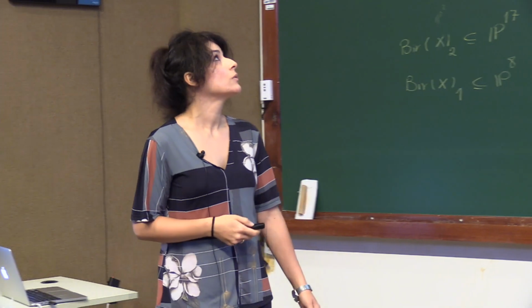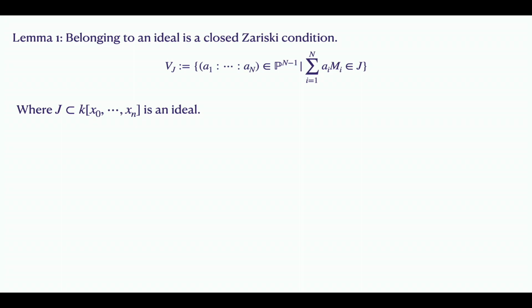For the methods, we have some closeness and some openness lemmas. The first lemma is that belonging to an ideal is a closed Zariski condition. What does it mean? Suppose that we have a point in the projective space P^(n-1), and we correspond to this point the corresponding polynomial of degree d constructed by these monomials. If this polynomial belongs to the ideal J, we say that this point is inside of V_J. So it is a definition. And this set actually is a closed Zariski set. And it is even better than we were thinking. It's a really good set. It is generated by just linear forms. So it is a closed linear Zariski set here.